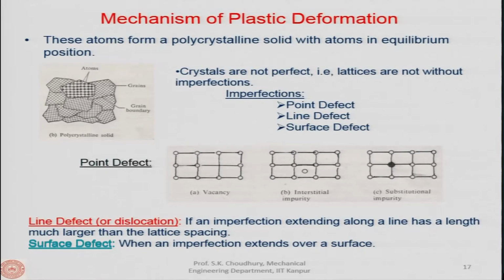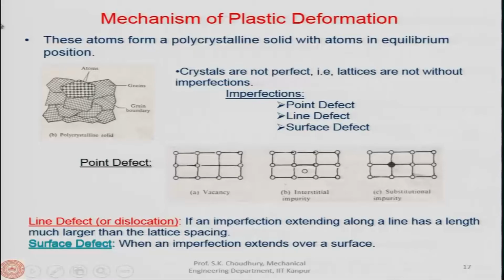Now, let me remind you that so far what we have discussed is the mechanism of plastic deformation, and we were discussing that there is a polycrystalline material, and the atoms make the polycrystalline solid, with the atoms in the equilibrium position as it is shown here.